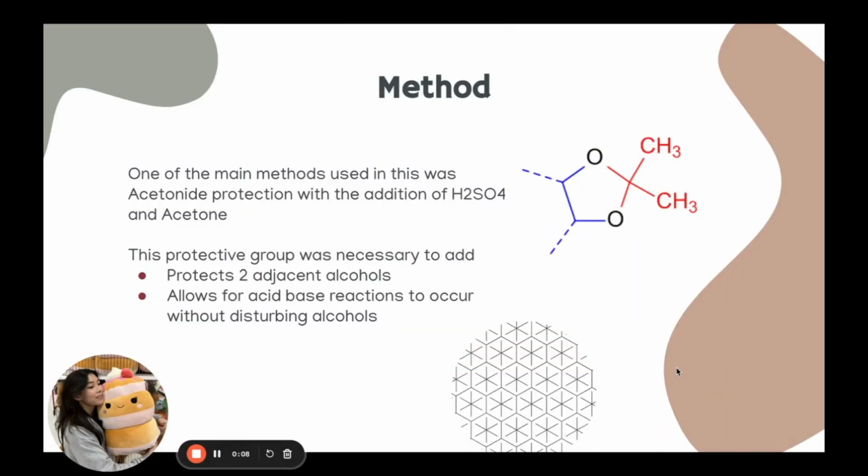The main method used was acetonide protection with the addition of sulfuric acid and acetone. This protective group was necessary to add to the method as it protects two adjacent alcohols and allows for acid-base reactions to occur without disturbing those alcohols.